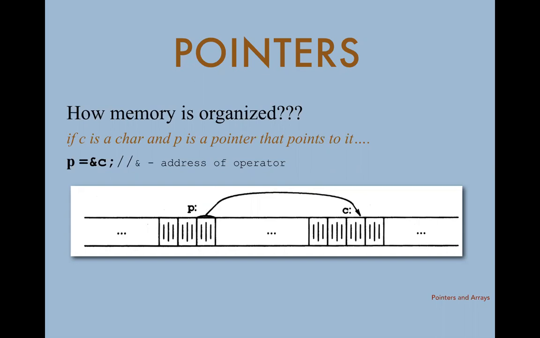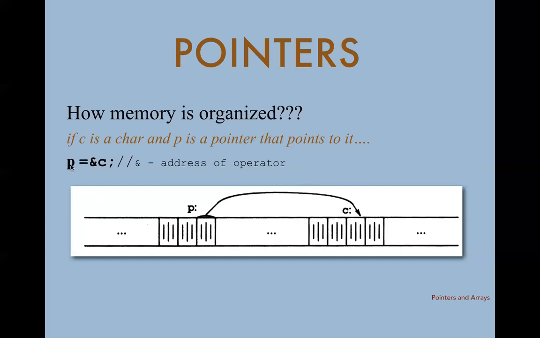Memory is nothing but continuous memory cells, and they are identified by some address. So pointers are going to hold the address of the variable. For example, when we look into this diagram, you can see here, C is a character variable and P is a pointer.